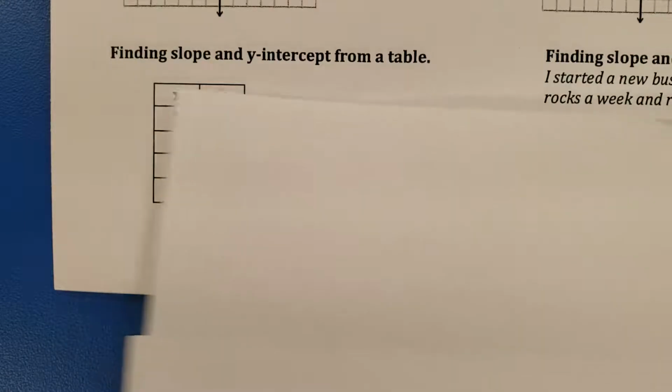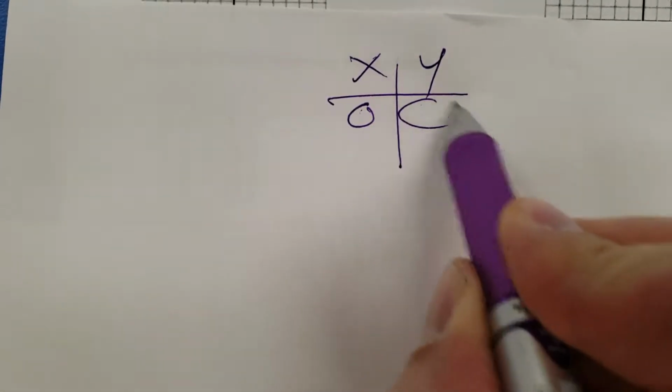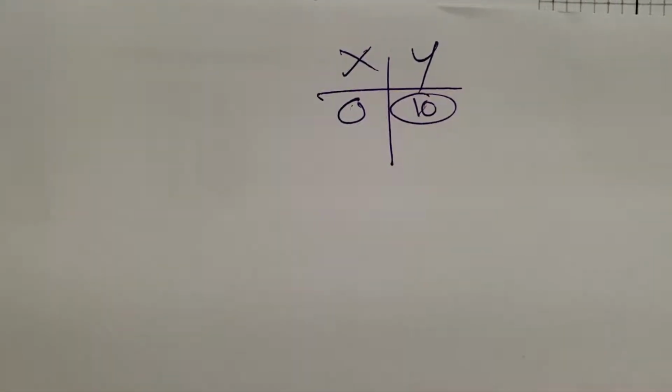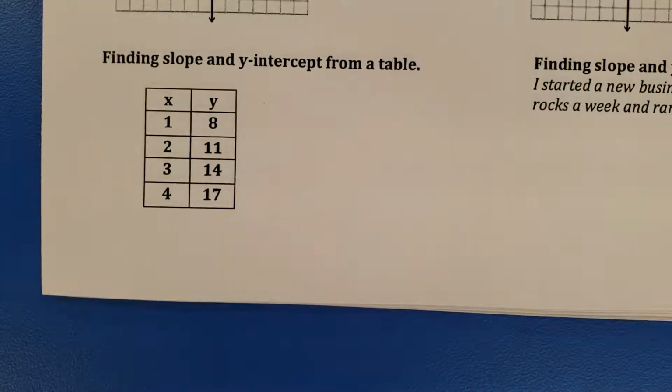So a quick example of that, if I had a completely different table, x, y, and the table is nice enough to start at 0, boom, whatever this number is, that number would be the y-intercept. So that's pretty easy to spot. Now, what happens when you don't have x at 0?